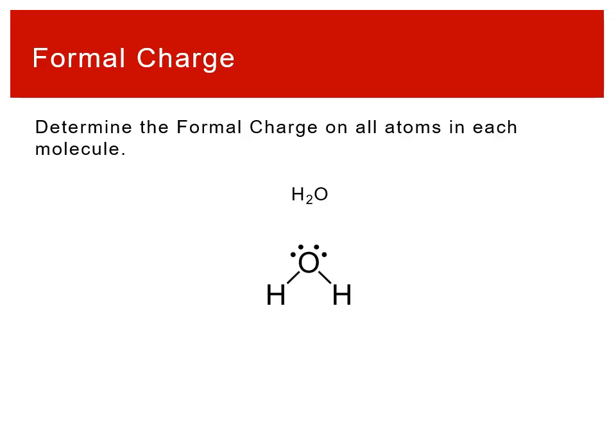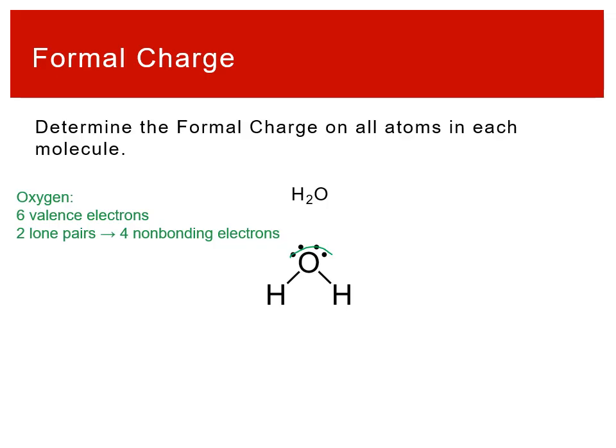So let's take a look at water. Water's Lewis structure is one we've looked at a couple of times. Oxygen is going to be the first thing. 6 valence electrons. That just comes from oxygen. I can see that it has the 4 valence electrons across 2 lone pairs.